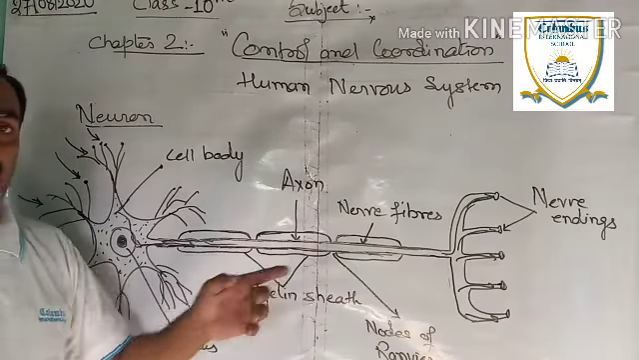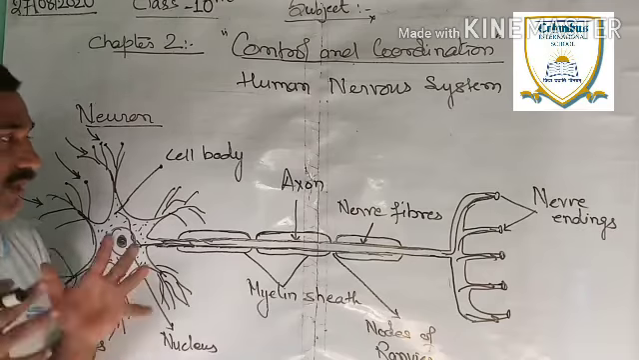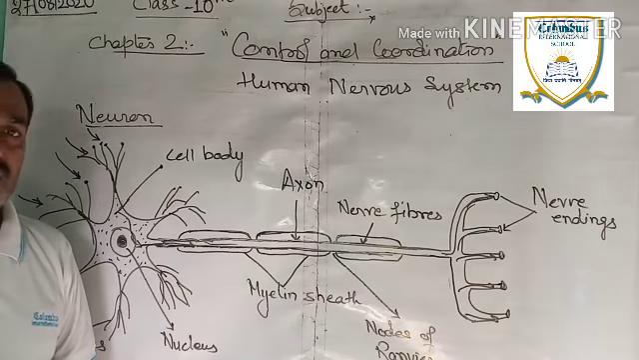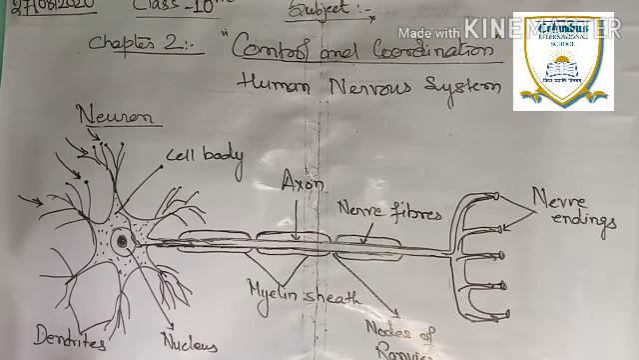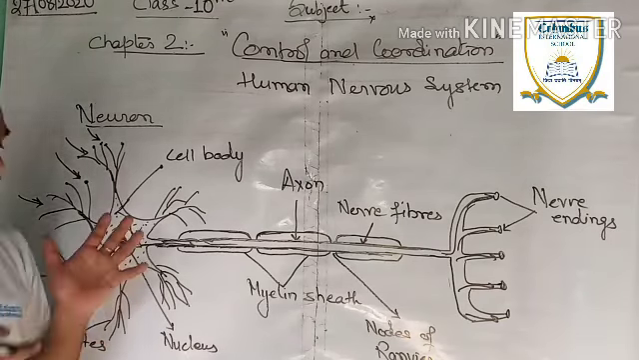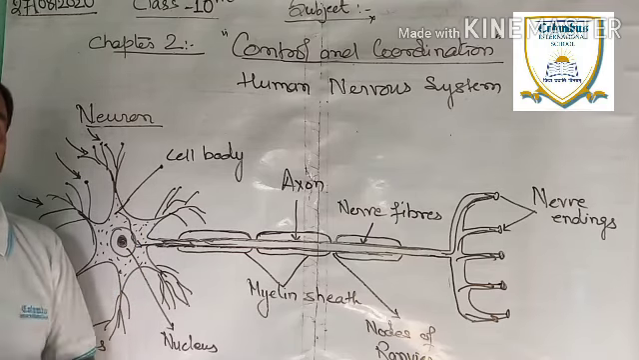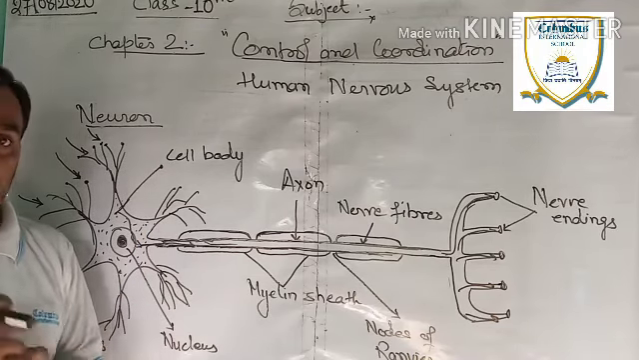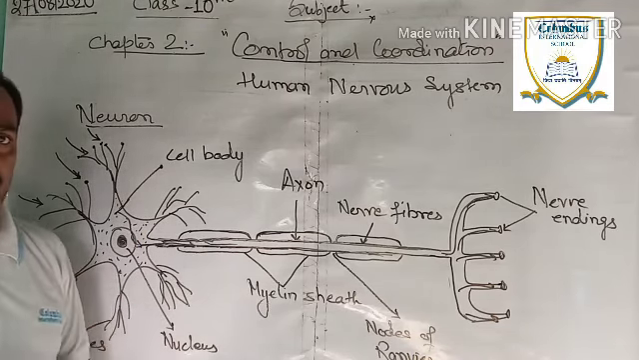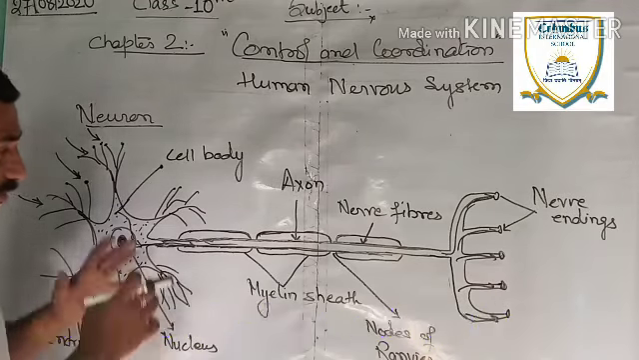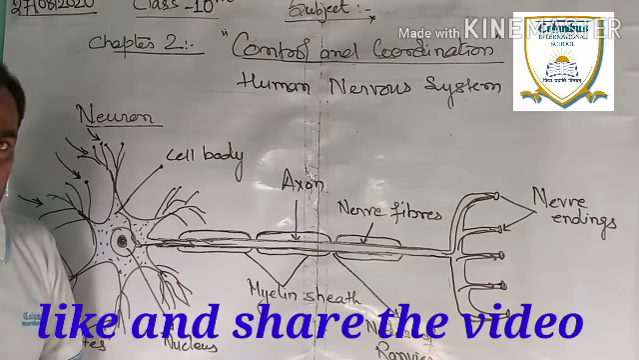Human nervous system is a complex chapter. If you do not concentrate carefully, you will miss many things. When we enter different parts of the brain, there also we will have a lot of confusions. So, dear students, be careful, concentrate, watch it again and again.